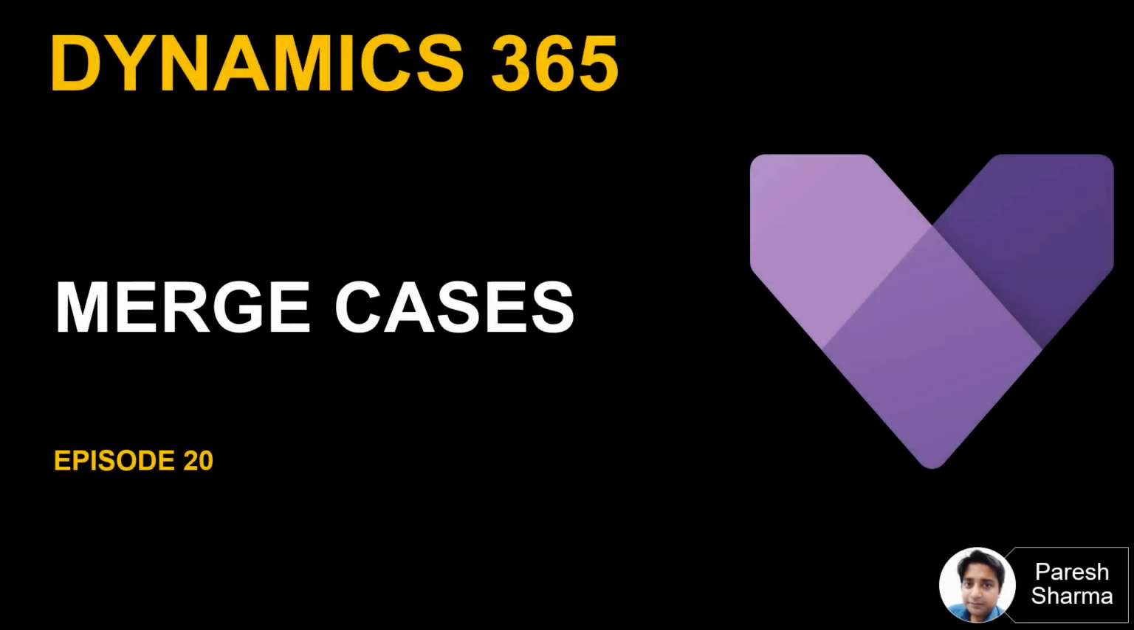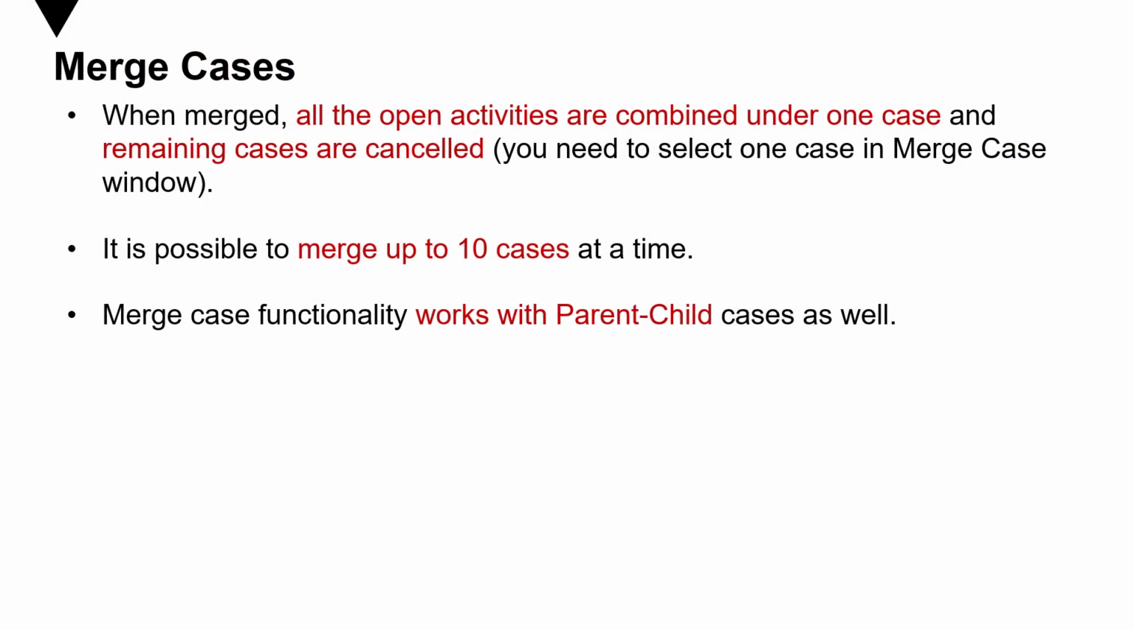In this video, we are going to see how you can merge cases in Dynamics 365. Some important points to note regarding the merge cases functionality in Dynamics 365. When you merge two cases, all the open activities are combined under one case and the remaining cases are cancelled. So you need to select one case which will be the primary case into which all the cases will be merged. It is possible to merge up to 10 cases at a time and not more than that. And the merge case functionality also works with parent-child cases as well.